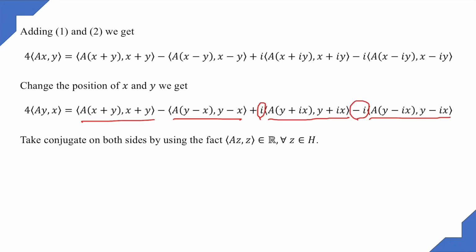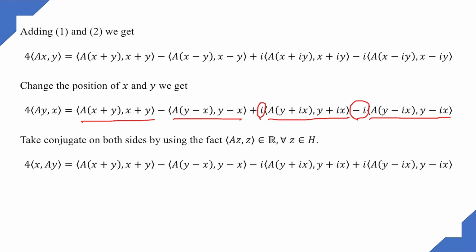So when we take conjugate throughout, we will get 4 times the conjugate of inner product ⟨Ay, x⟩, which is the same as inner product ⟨x, Ay⟩, equal to: the first term, no change, write it as it is. The second term also has no change. In the third term the inner product is a real number, so the conjugate of plus i is minus i, then here the conjugate of minus i is plus i. This is the only change we have here.